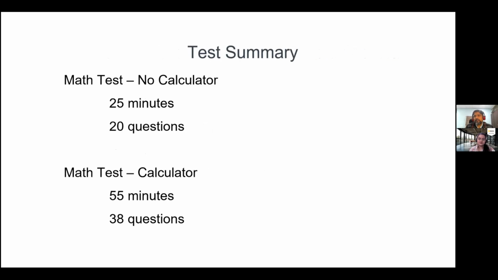This is a test summary. There are two sections on the SAT. This is section 3 and section 4. Section 3 is a no calculator section. 25 minutes of time, 20 questions. Section 4 is the section where they allow you the use of calculator, 55 minutes and 38 questions. So that makes it a total of 58 questions and a total of 80 minutes to attempt those 58 questions.